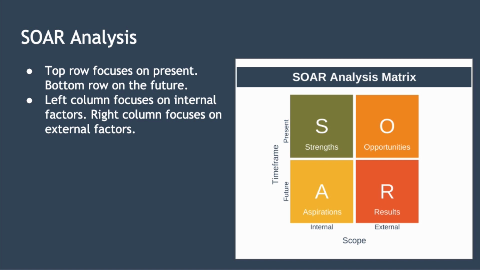Now, you might ask, why are results external and not internal? After all, don't we achieve our own results? And the answer to that question is that results are considered to be an external factor, as they are not something you achieve on your own. So for example, your customers must be happy in order for you to achieve your results. They must buy from you. So let's examine each of these 4 elements in a little bit more detail.